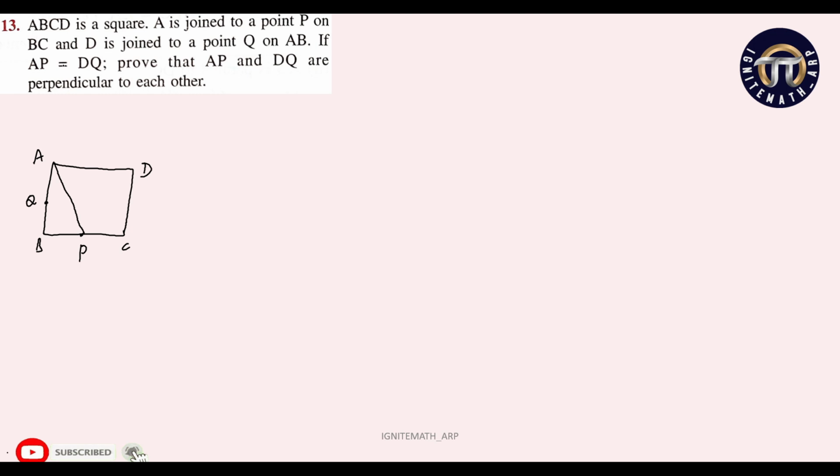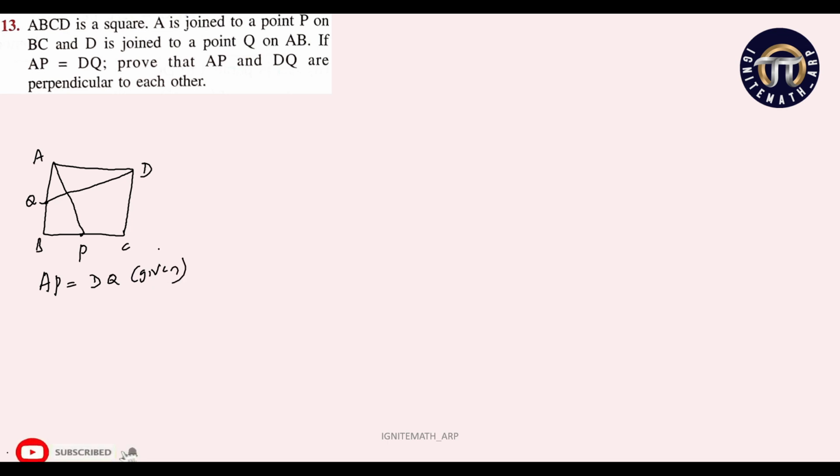Then D is connected like this. Clear? If AP is equal to DQ, that is given to you. AP is equal to DQ. Clear? That is given to you.